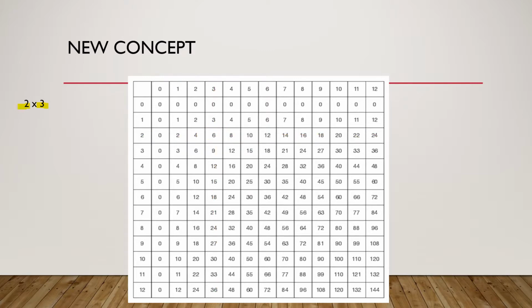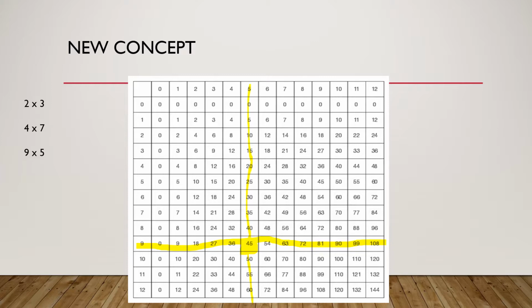Let's try another one. Let's try 7 and 4, so 4 times 7. We're going to do the same thing. We're going to highlight the 4 and the 7, and where they cross, 28, is our answer. Let's do another one. This time we're doing 9 and 5. So 9 times 5, we're going to highlight the 9 row and highlight the 5 column. And where they cross is our answer, 45.